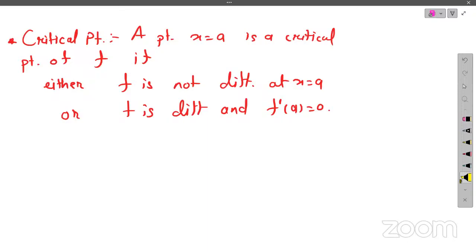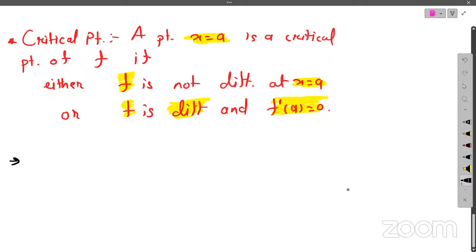Any point x = a is said to be a critical point of a function if, first, it is possible that f is not differentiable at x = a, then all those points are also critical points. And second, f is differentiable and the derivative at that particular point is 0. So this is the definition of a critical point. Now, can we find a relation between turning point and critical point? The relation is that every turning point is a critical point, but the converse is not true.